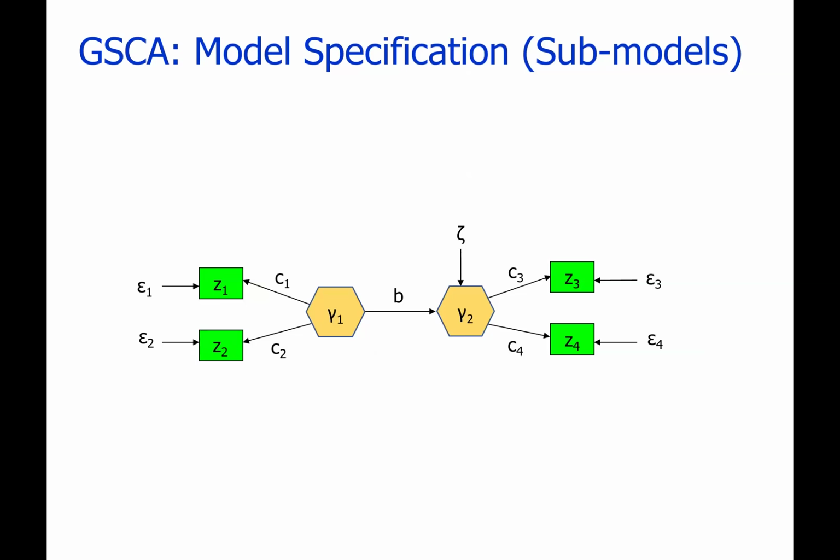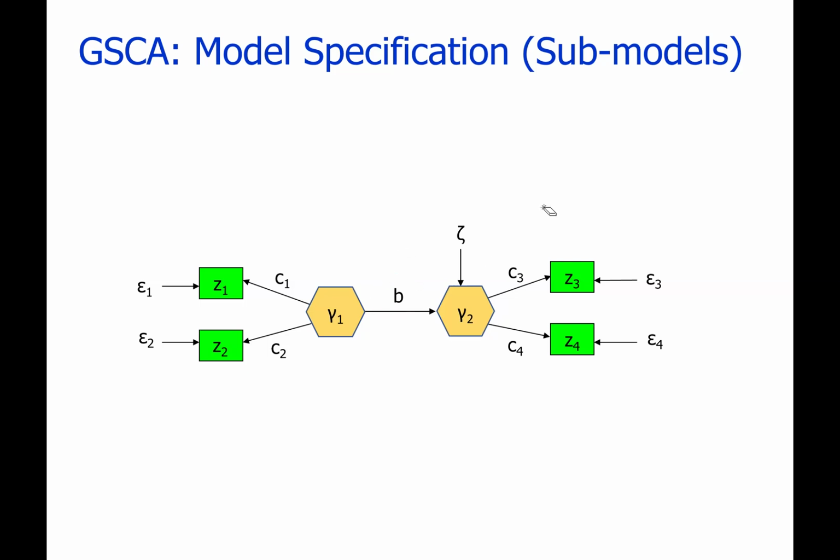So for the model specification in GSCA, I'm going to use this simple example where we have two components, gamma 1 and gamma 2. We have two components just for illustration, and each of them is linked to two indicators. Here, C1, C2, C3 and C4 are simply component loadings, which indicate the influences of each component on their own indicators. More like a factor loading, it's the same thing. And then B is a path coefficient, now connecting these two components.